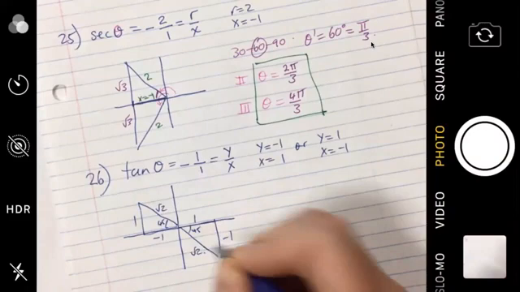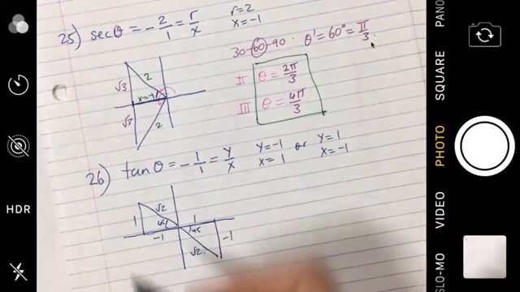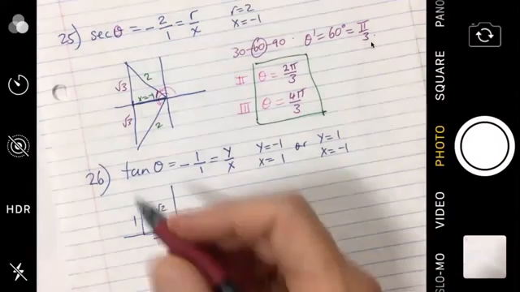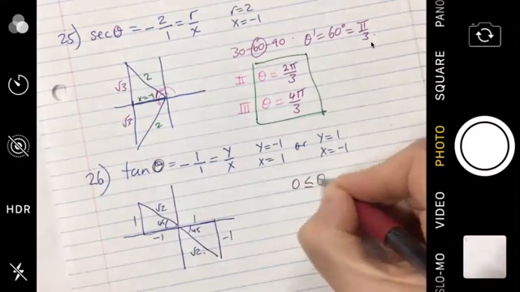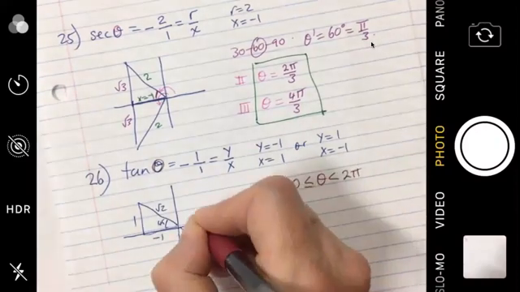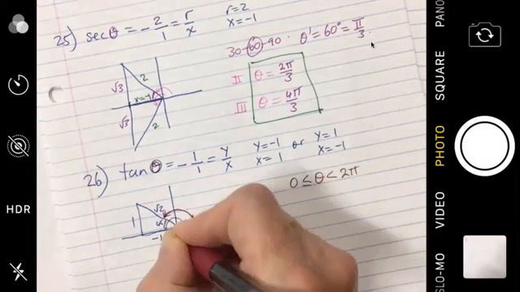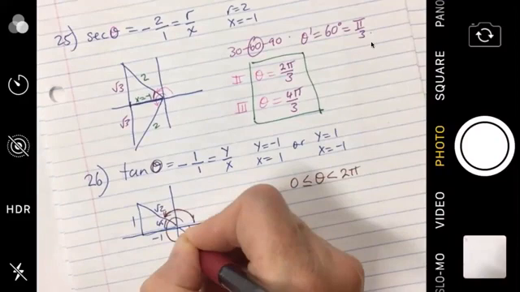So that's the work. What's the question asking us? Remember, we're being asked to find theta where 0 is less than or equal to theta is less than 2 pi. We're being asked for angles. So I'm being asked for the size of this angle here and the size of this angle all the way around to that.